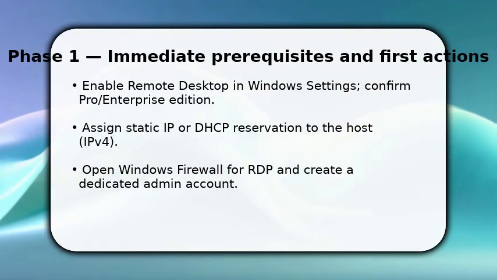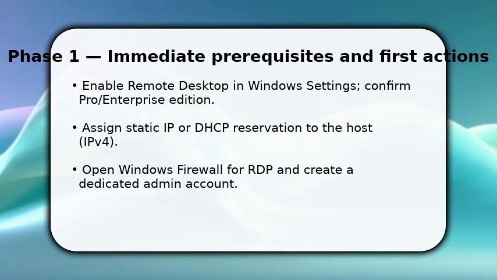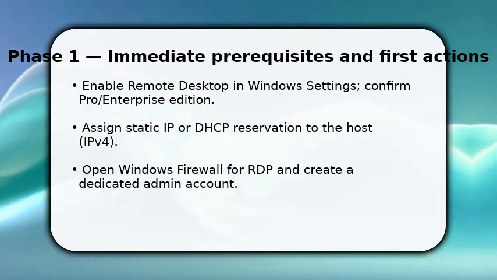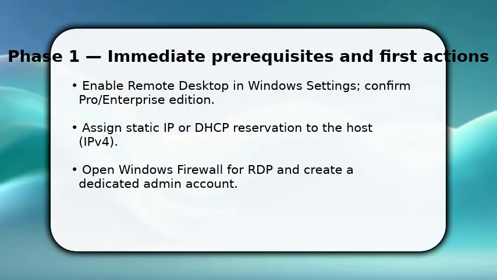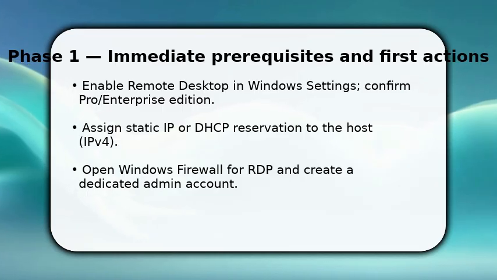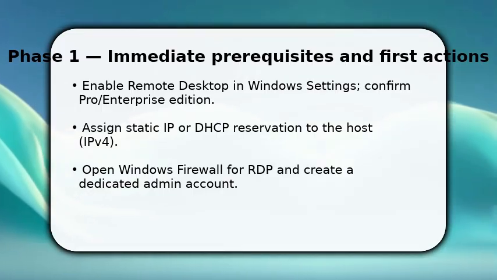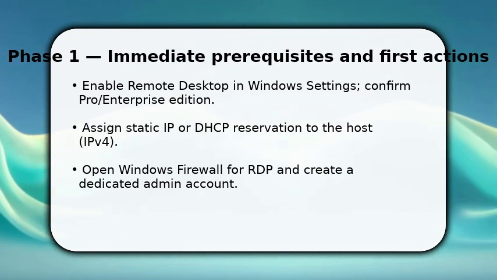You begin by preparing the host PC so remote sessions are reliable. Enable remote desktop in settings and verify you run Pro or Enterprise, because Home won't accept inbound RDP by default. Next, set a static IPv4 address or a DHCP reservation on your router so port rules stay valid. Then create a dedicated user with a strong password and open a specific firewall rule for remote desktop. This prevents accidental lockouts and makes the next steps deterministic.